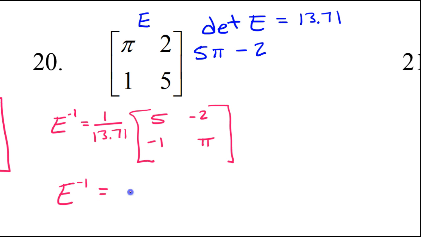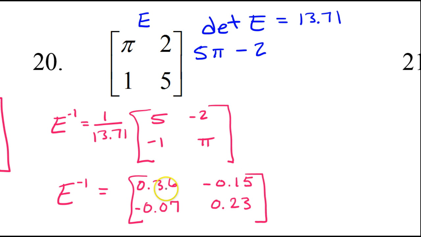So if we do that using a calculator, obviously, then I will do that off camera and show you what we get. And this is what I get when I divide each one of these 4 numbers by 13.71. So I don't see any way around getting decimals, so there you go.